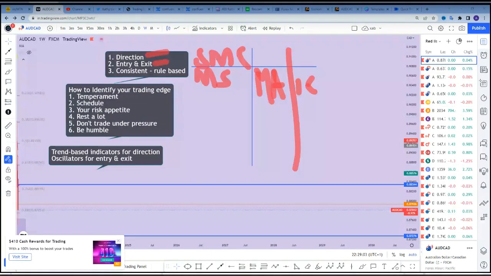So your assignment should be to find the simplest way for you to consistently make profit. And it has to be something that aligns with your temperament, with your schedule, and your risk appetite.